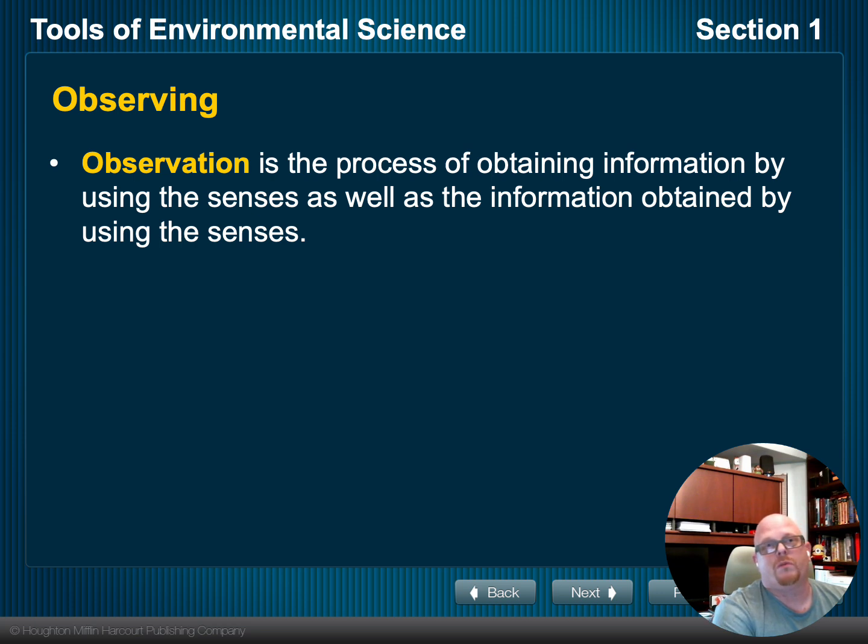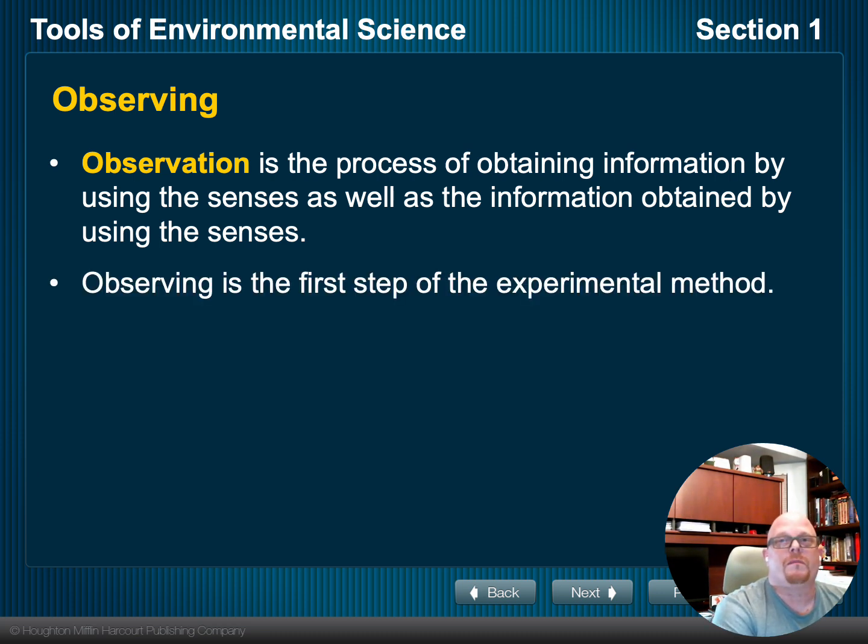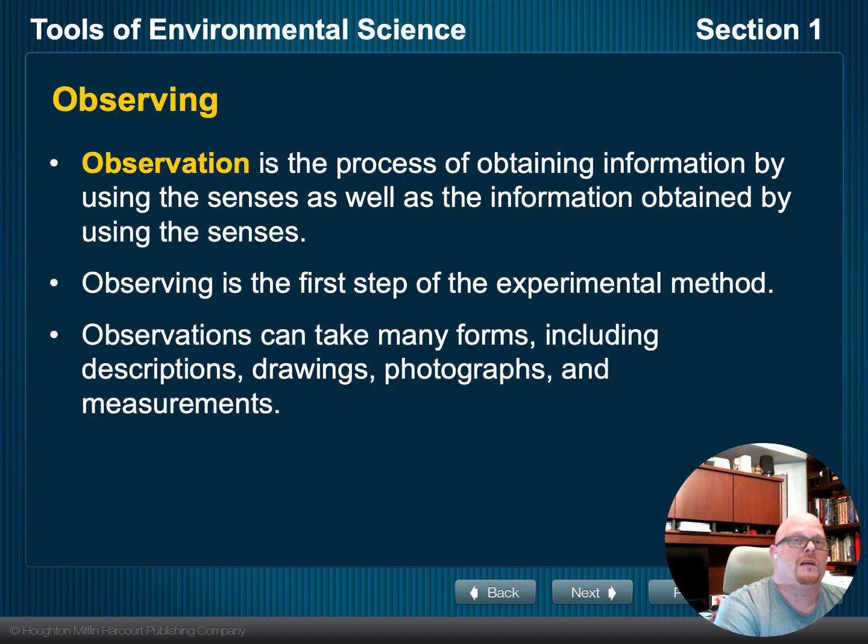For example, it's one thing to smell, but it's another thing to smell something and then do something with it. Same thing with visual acuities and things of that nature. This, again, is the first step of the scientific method, and it can take the form of descriptions, drawings, photographs, and measurements. Those are the big things. Sometimes observations can be broad and general, just by noticing, and other times observations are going to be specific, by measuring and getting into more detail. We talked about metrics and why those are important.